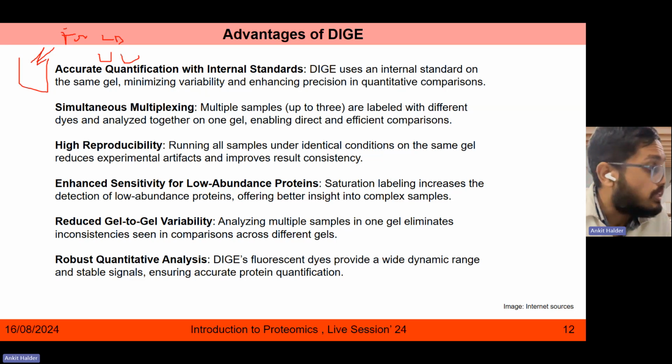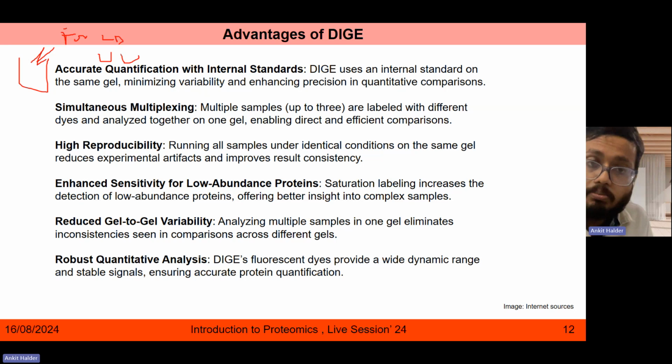2D gel electrophoresis. Then we have enhanced sensitivity for low abundance proteins by saturation labeling. We have talked in great detail about the two types of labeling techniques widely used in these experiments for dyes: one is minimal labeling and the other is saturation labeling. Minimal labeling labels minimally but keeps the protein function intact. Saturation labeling will not keep the protein function intact, but it increases sensitivity for detecting low abundance proteins, and it offers greater insight into complex samples.